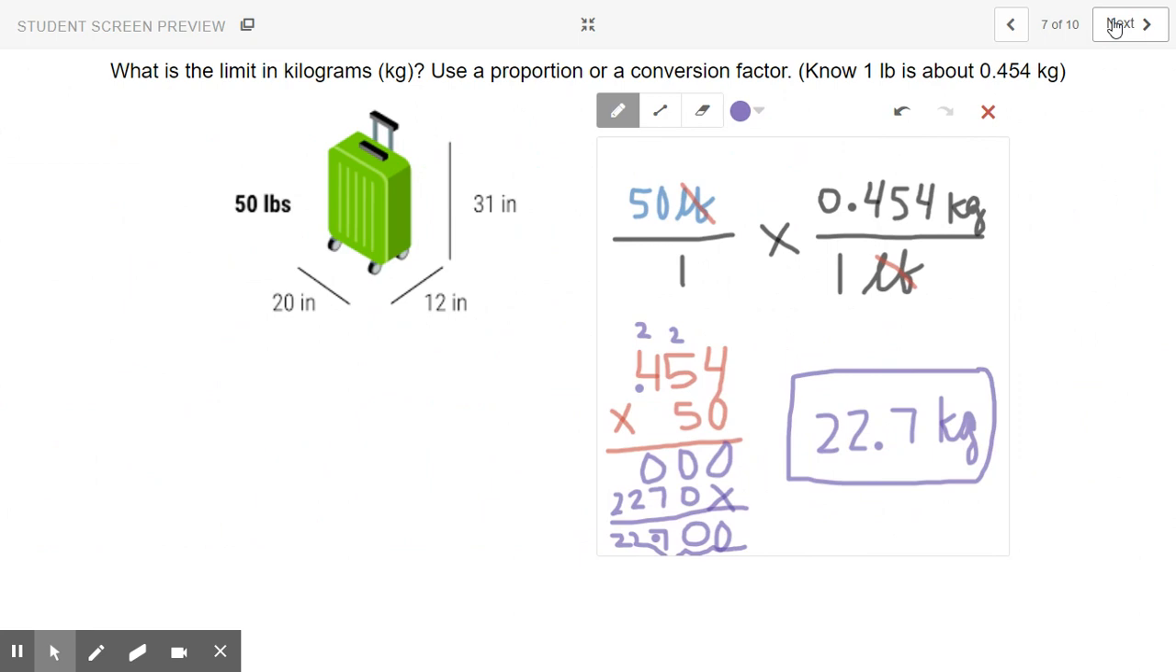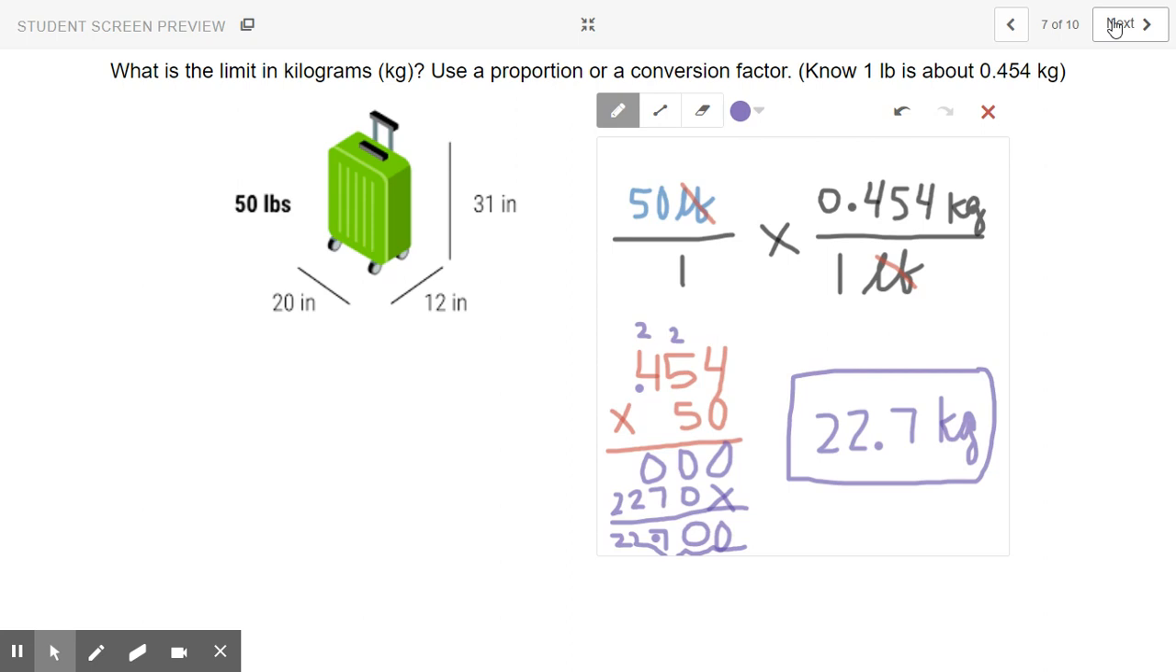Number 7. What is the limit in kilograms? Use a proportion or a conversion factor. Know that 1 pound is about 0.454 kilograms. Here we're converting a customary system measurement into a metric measurement. Since they're different measurement systems, they're not going to equal each other as when you convert within systems. Like 1 foot equals 12 yards. 1 yard equals 3 feet, like that.